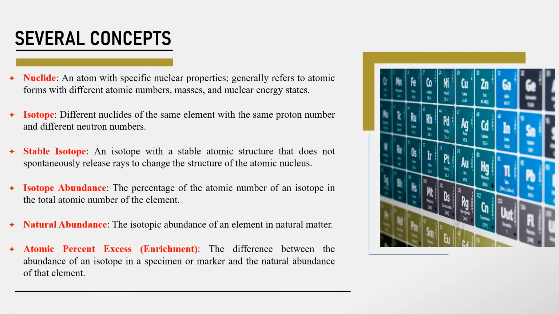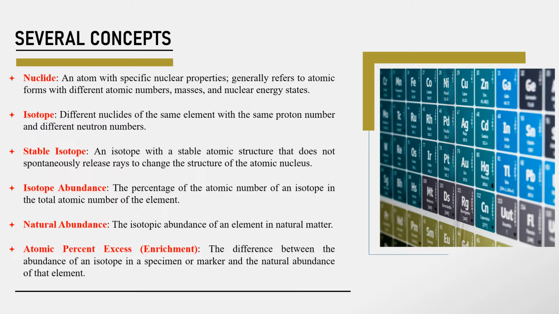Several basic concepts are involved in the study of the isotope tracer technique. To elaborate, a nuclide is an atom with specific nuclear characteristics and refers broadly to atomic forms with different atomic numbers, mass numbers, and nuclear energy states. Isotopes are different nuclides of the same element with the same number of protons but different neutron numbers.